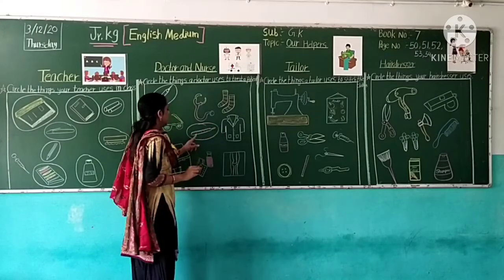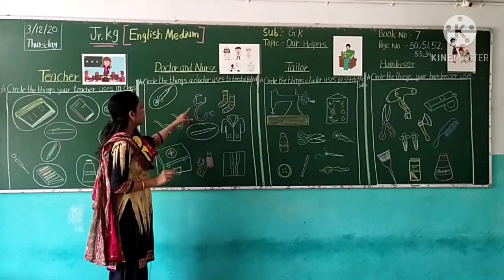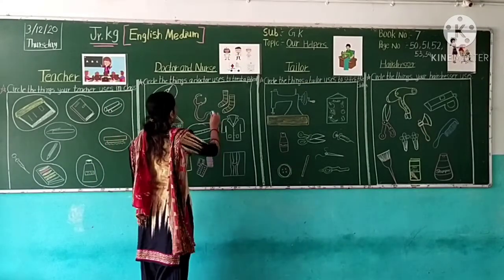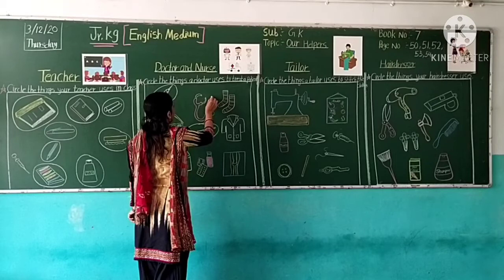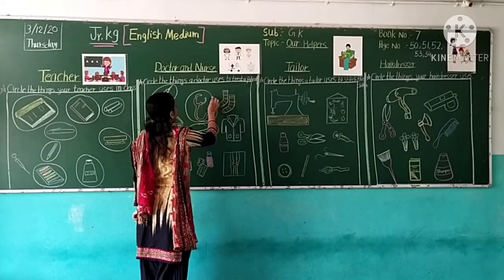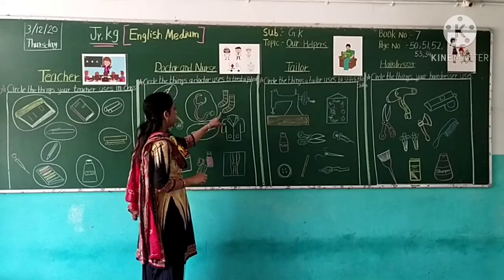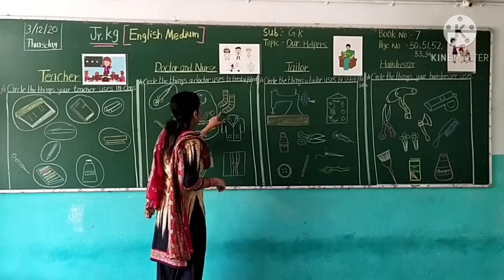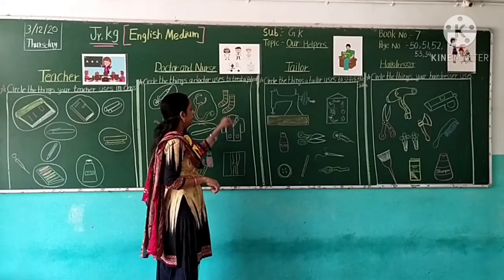So here we circle. Now next, what is this? Stethoscope. So we circle, used to treat a patient. Okay. Doctor used to treat a patient. And what is this? Tell me. Socks. So we do not circle here.